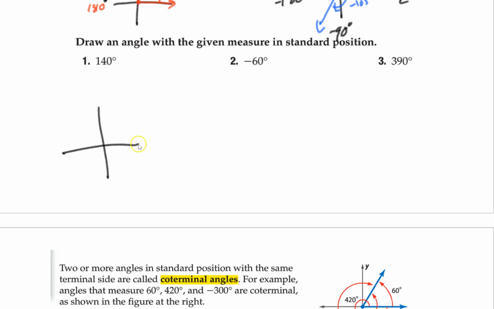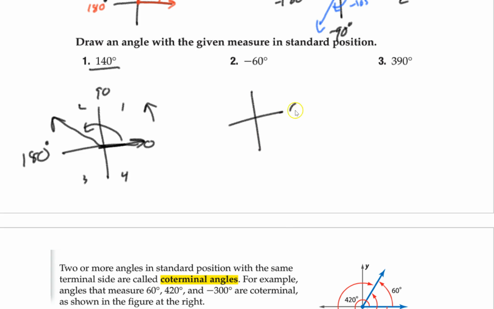So 0, 180. I want to draw 140. Again, I think what I care most about is what quadrant you're in. So we're starting here. It's positive, we're going to go up. Here's 90, here's 180. We're in between those two. You should be in quadrant 2. Remember, this is quadrant 1, quadrant 2, 3, and 4. Next, negative 60. Now negative means we're going to go down. So negative 90, negative 180, and so on. But negative 60 is in between these two. So this is quadrant 4. That's negative 60.